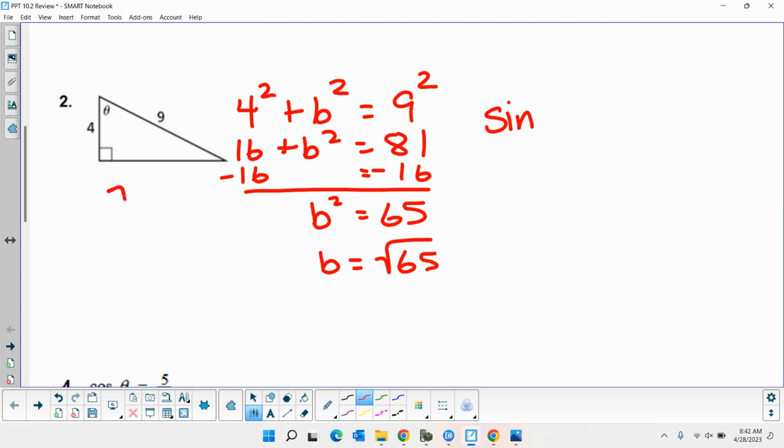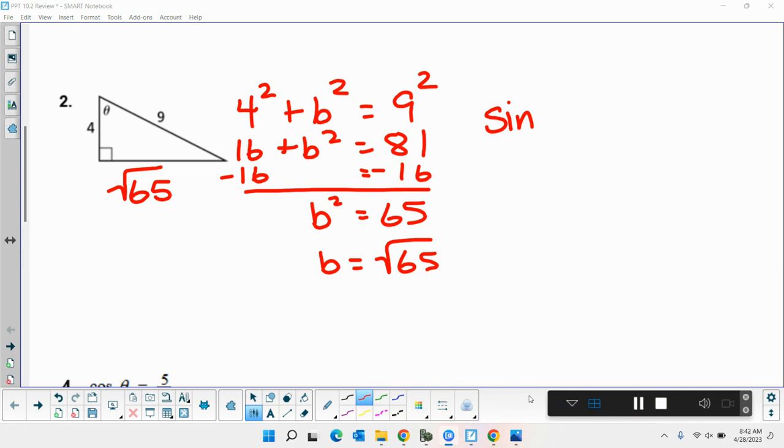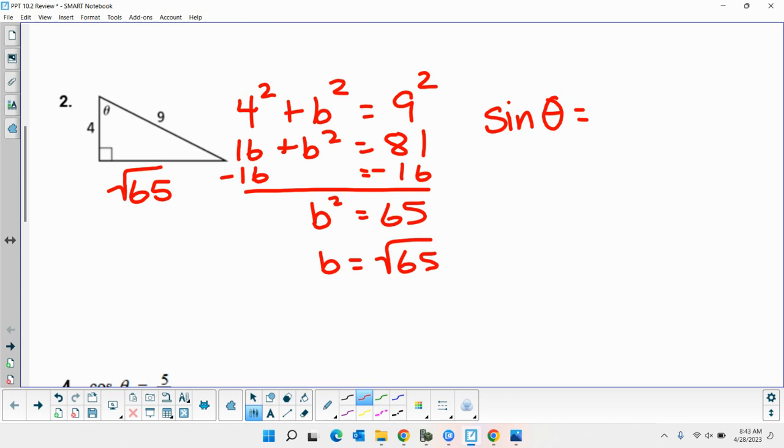So, theta is up here this time. So the square root of 65 is the opposite side. The 4 is the adjacent. The 9 is the hypotenuse. Okay. So again, if you don't put it in radical form, I'm telling you now that you're going to miss it. The whole thing. Because you're defying me. Don't defy me, Skylar. So square root of 65 over 9.